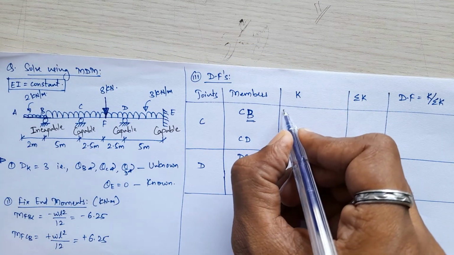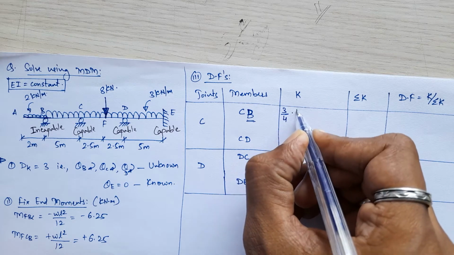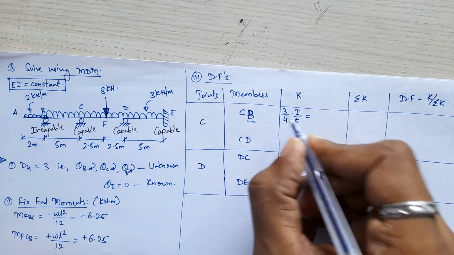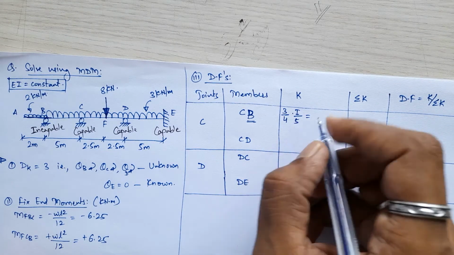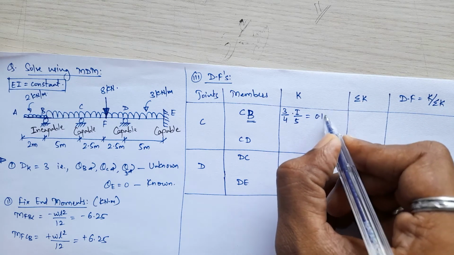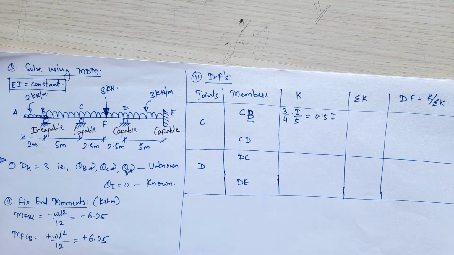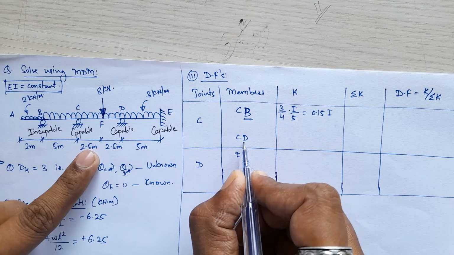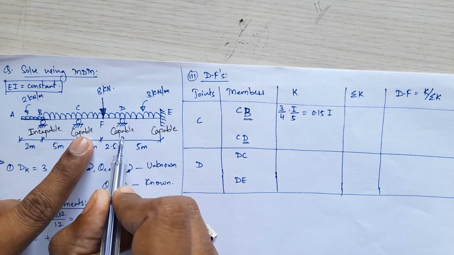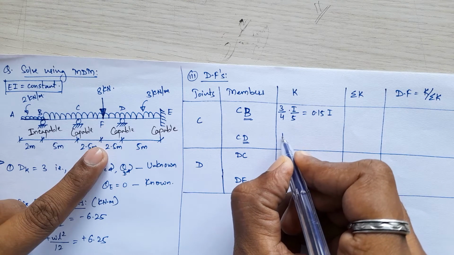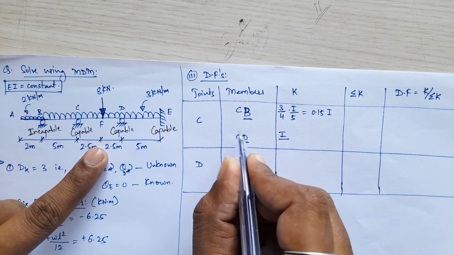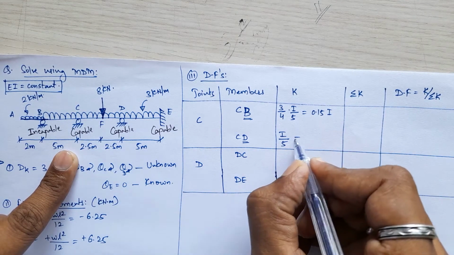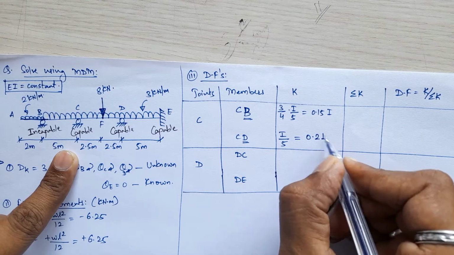So for an incapable support, relative stiffness is equal to 3/4 of I divided by L of CB, which is 5. So that comes to 3/(4×5) = 3/20. If you calculate this, you will get 0.15 of I. Okay, then next is CD. Now you check the D joint. D is a capable support. So for a capable support, the relative stiffness is equal to I by L. L of CD is 2.5 plus 2.5, that is again equal to 5. So I by 5 comes to 0.2 of I.